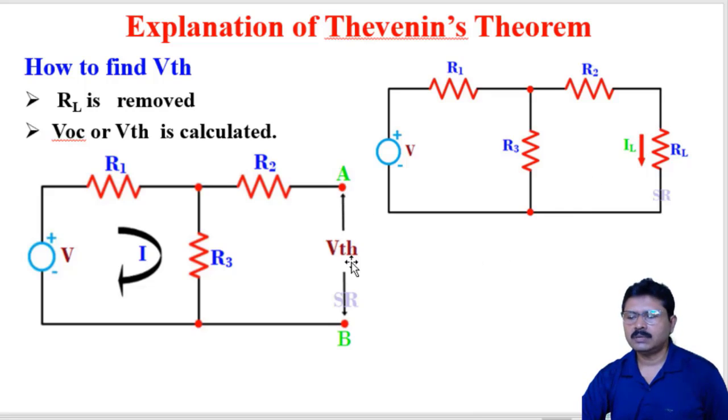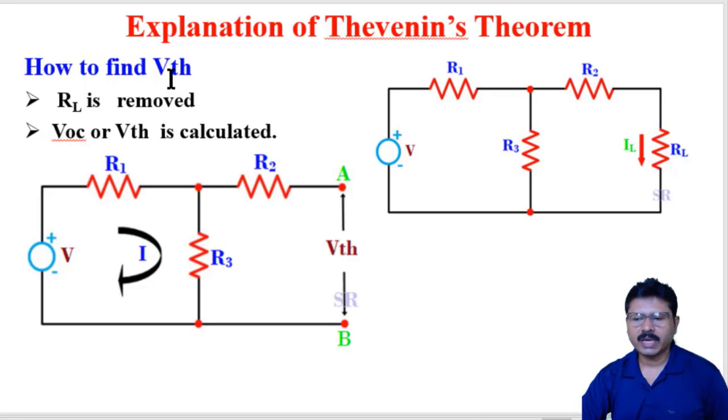When we remove this RL, what will be the voltage across these two points? This is the open circuit. So another name of VTH is the open circuit voltage. At this moment, what will be the voltage of point A with respect to point B? This is the VTH, or Thevenin equivalent voltage, or Thevenin voltage.